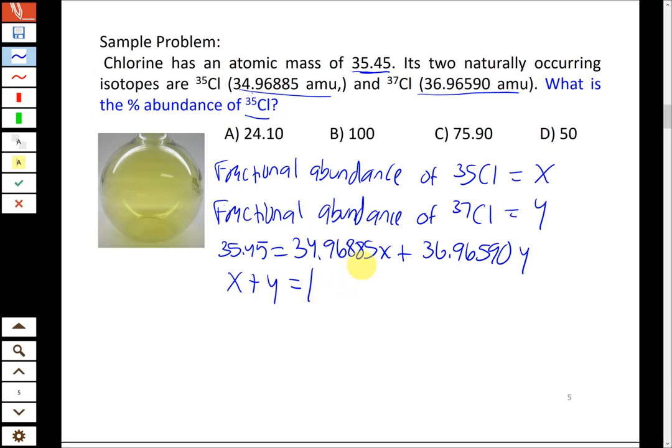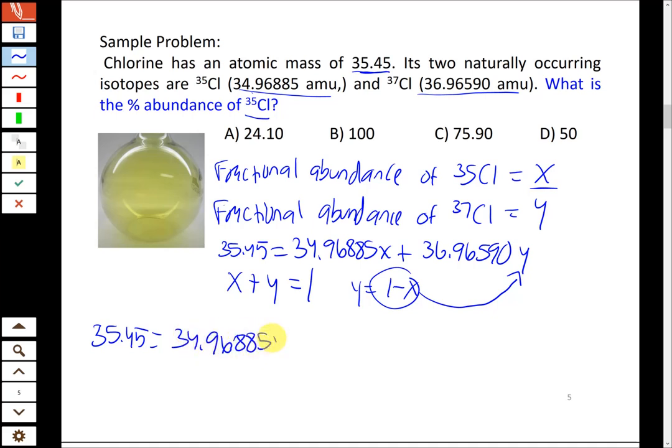What we're going to solve for here is 35Cl, which is x, so we're going to solve for y in this equation, 1 minus x, and then put it back up here. There's more than one way that you could solve this set of equations, of course, but I think the more straightforward way is to do it this way. Replace this y with 1 minus x. And so that gives us this equation here. 35.45 is equal to, the first term is the same. And then for the second term, we have the mass of 37Cl, and we replace y with 1 minus x.